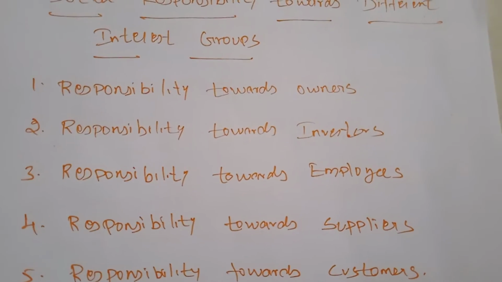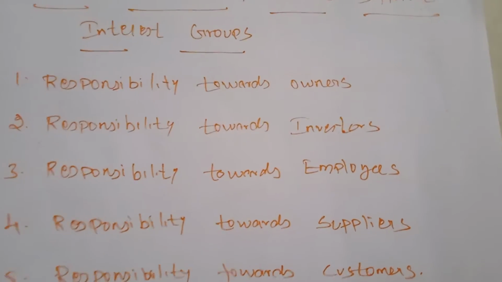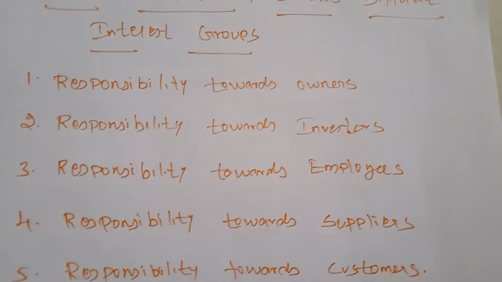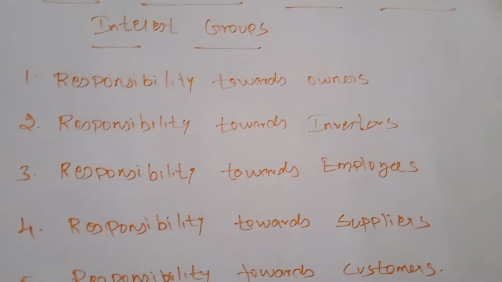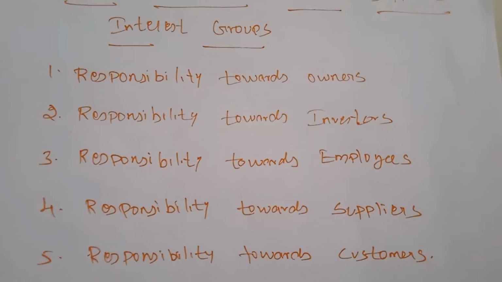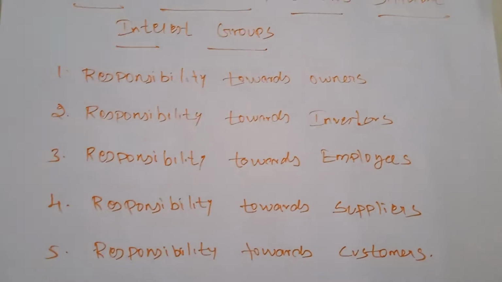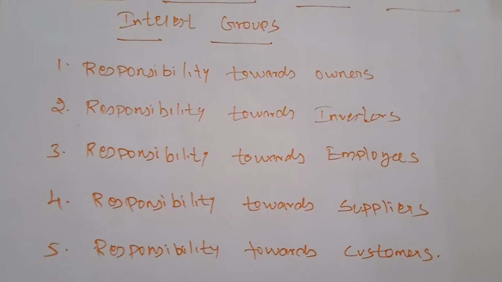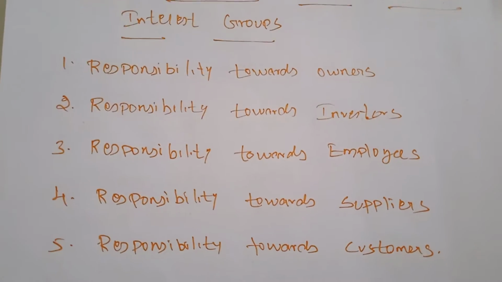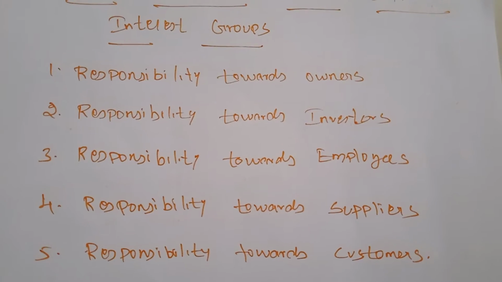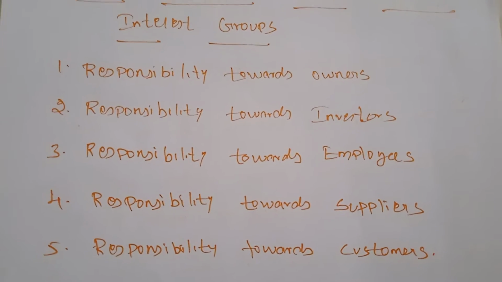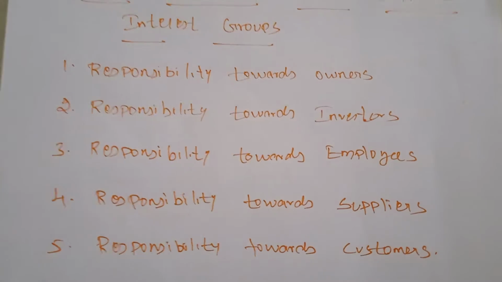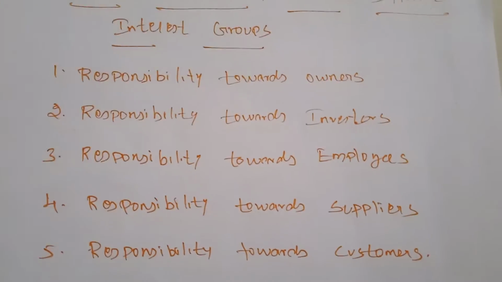First, if you are taking the responsibility towards the owners, how do the business organizations have to take the responsibilities? The responsibility of business towards the different groups: investors, employees, government, competitors, society, customers, and suppliers also.